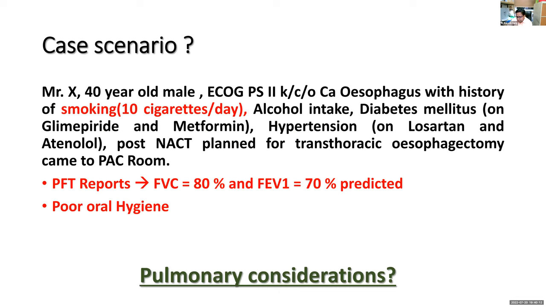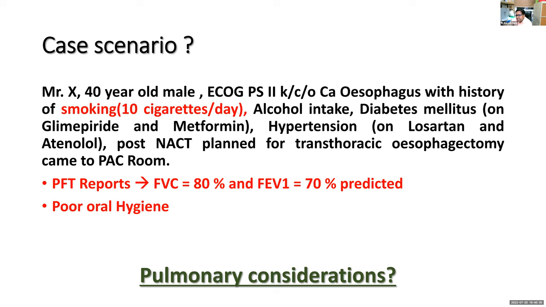So, Prachar, you mentioned, to start with, the overview, then you mentioned the cardiac considerations and what we need to look for. This patient has a PFT report that is in front of you with FVC 80%, FEV1 70% predicted.